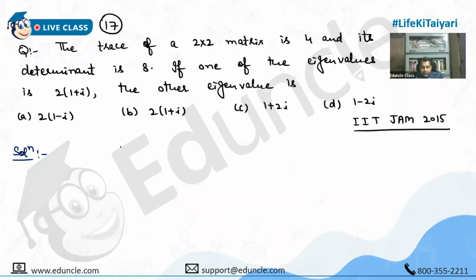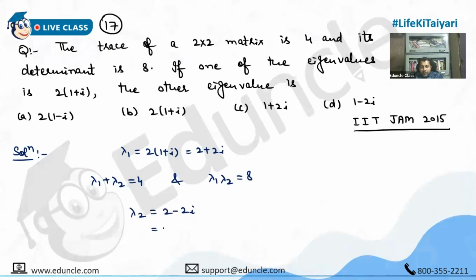Yes, Kajal. Okay. So lambda 1, otherwise you can write it in this manner, is 2 plus 2 iota. So it is given that lambda 1 plus lambda 2 is 4 and lambda 1 lambda 2 is 8. So this gives us lambda 2 as 2 minus 2 iota, that is 2 times (1 minus iota). You can check. Clear? Yes, sir.